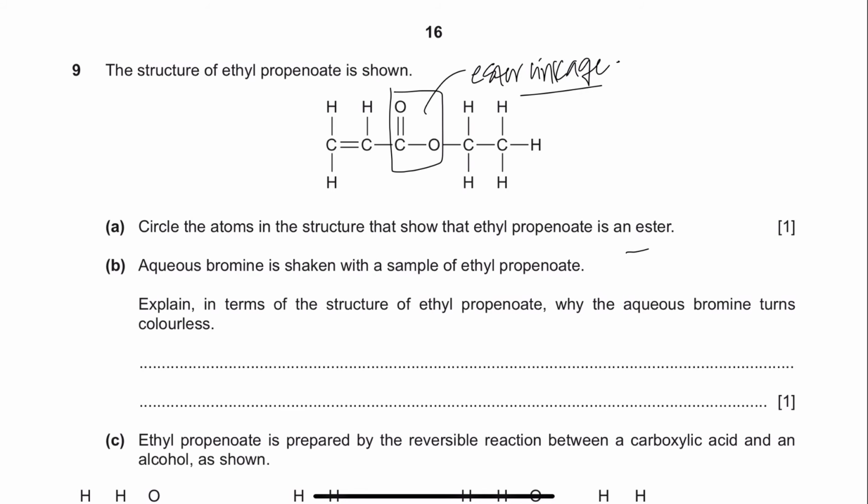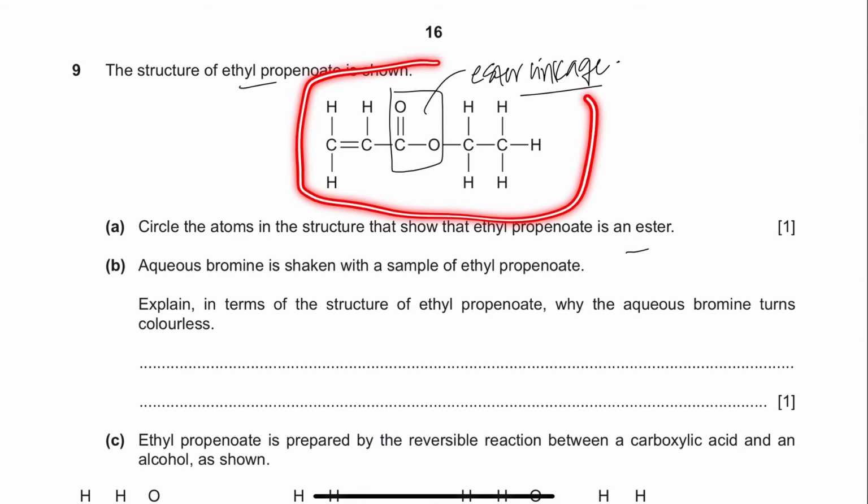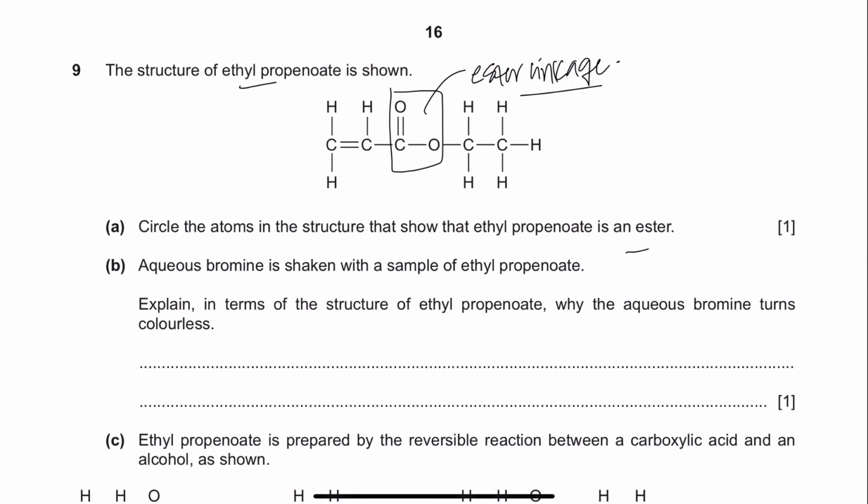Now it says aqueous bromine is shaken with a sample of ethyl propanoate, right? So this is ethyl propanoate right here. Now aqueous bromine is shaken. Explain in terms of the structure of ethyl propanoate why the aqueous bromine turns colorless. What is in ethyl propanoate which is actually turning the aqueous bromine colorless? Think about it. Why is aqueous bromine becoming colorless?